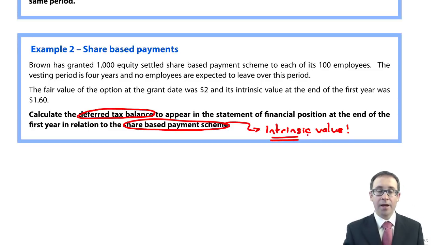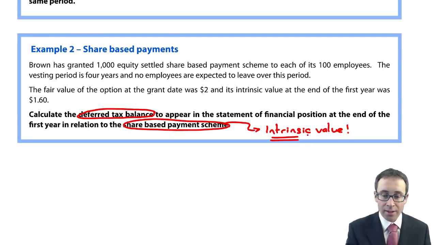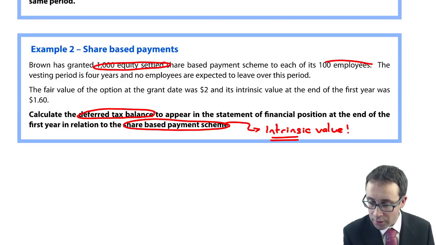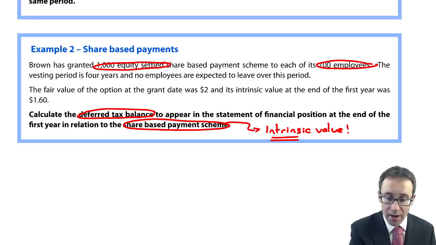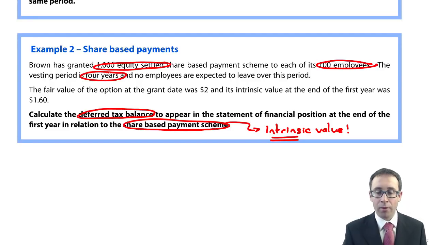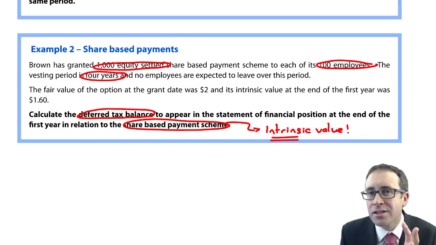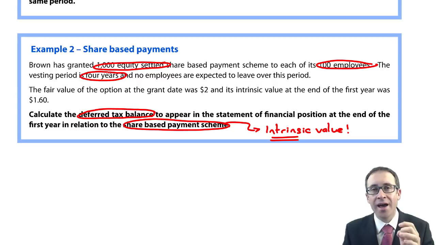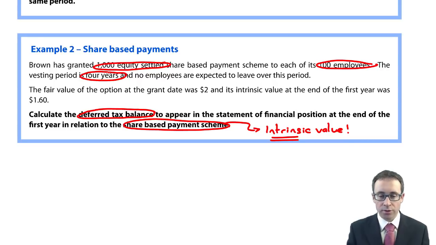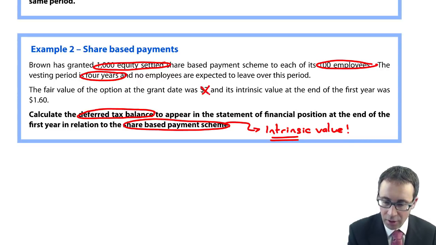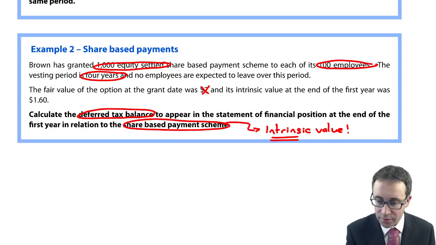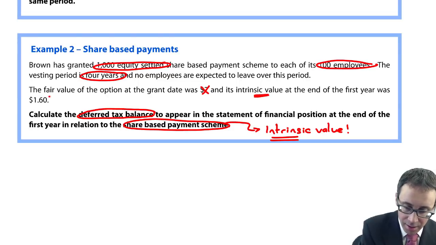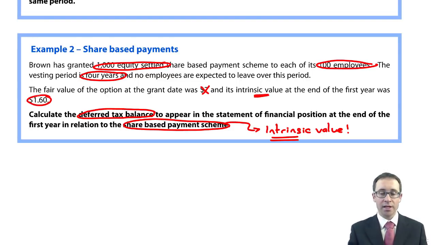Okay, there we go. It says Brown has granted 1,000 equity settled share-based payments to each of its 100 employees. The vesting period is 4 years and no employees are expected to leave over this period, keeping it nice and simple. The fair value of the option at the grant date, for IFRS 2 purposes, we would use the grant date $2, but not for deferred tax purposes. For deferred tax, we use the intrinsic value at the end of the year, and that there is $1.60.